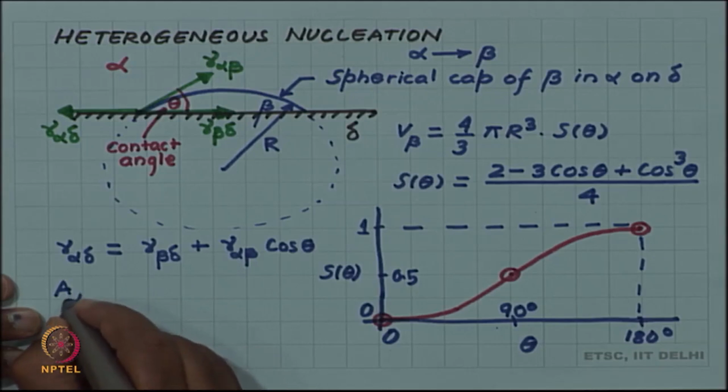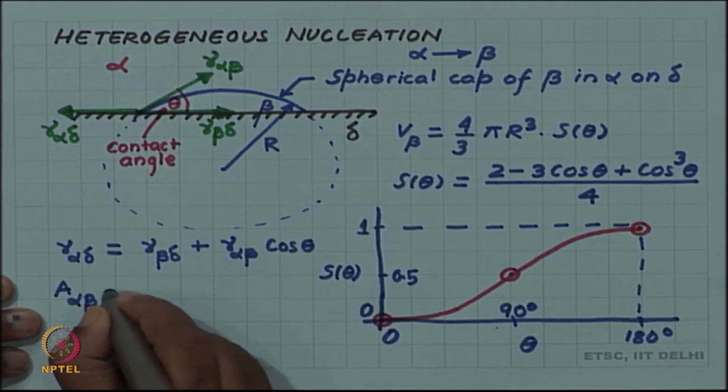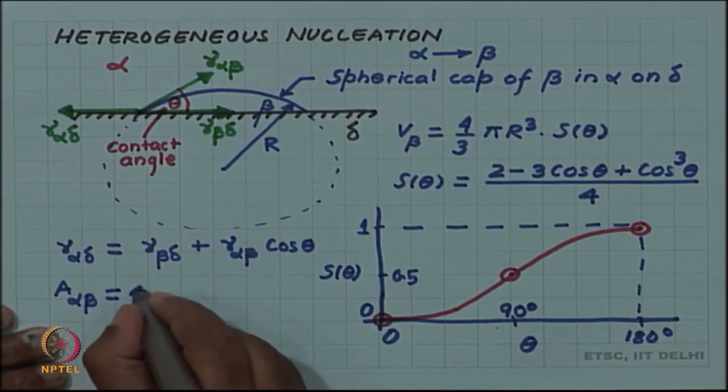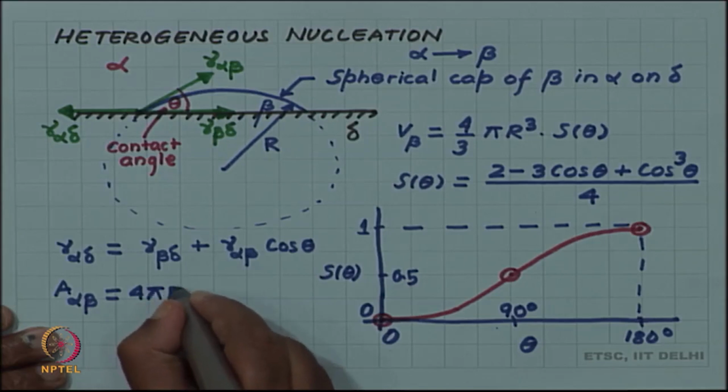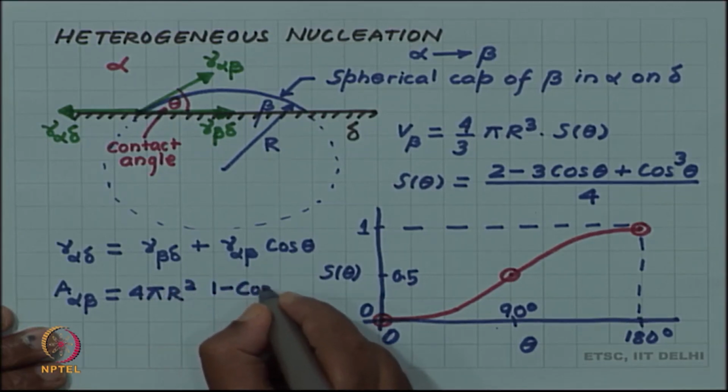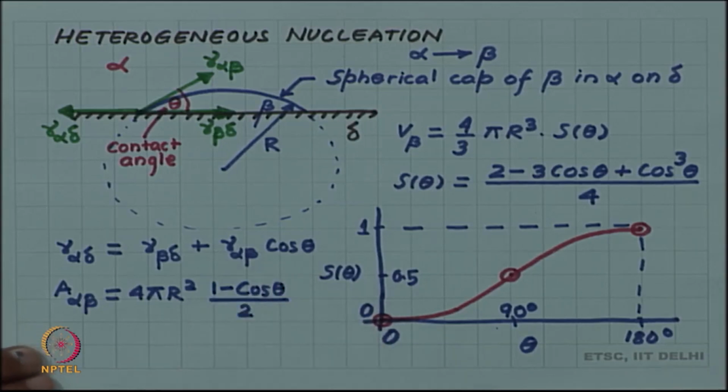So, that area I call A alpha beta, and that can be shown to be 4 pi r square, 1 minus cos theta, by 2.